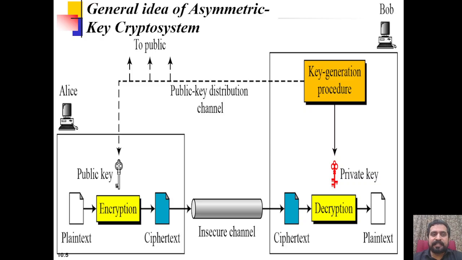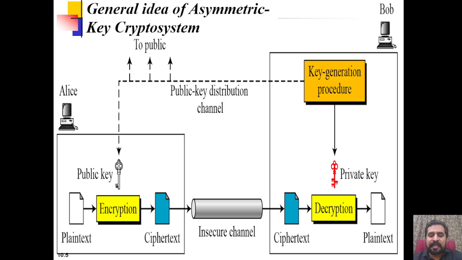Here is the general idea of asymmetric key cryptographic systems. The general idea behind the asymmetric key cryptographic algorithm includes key generation, in which each entity in a system generates a pair of keys, a public key and a private key. These keys are generated in such a way that the private key cannot feasibly be derived from the public key.